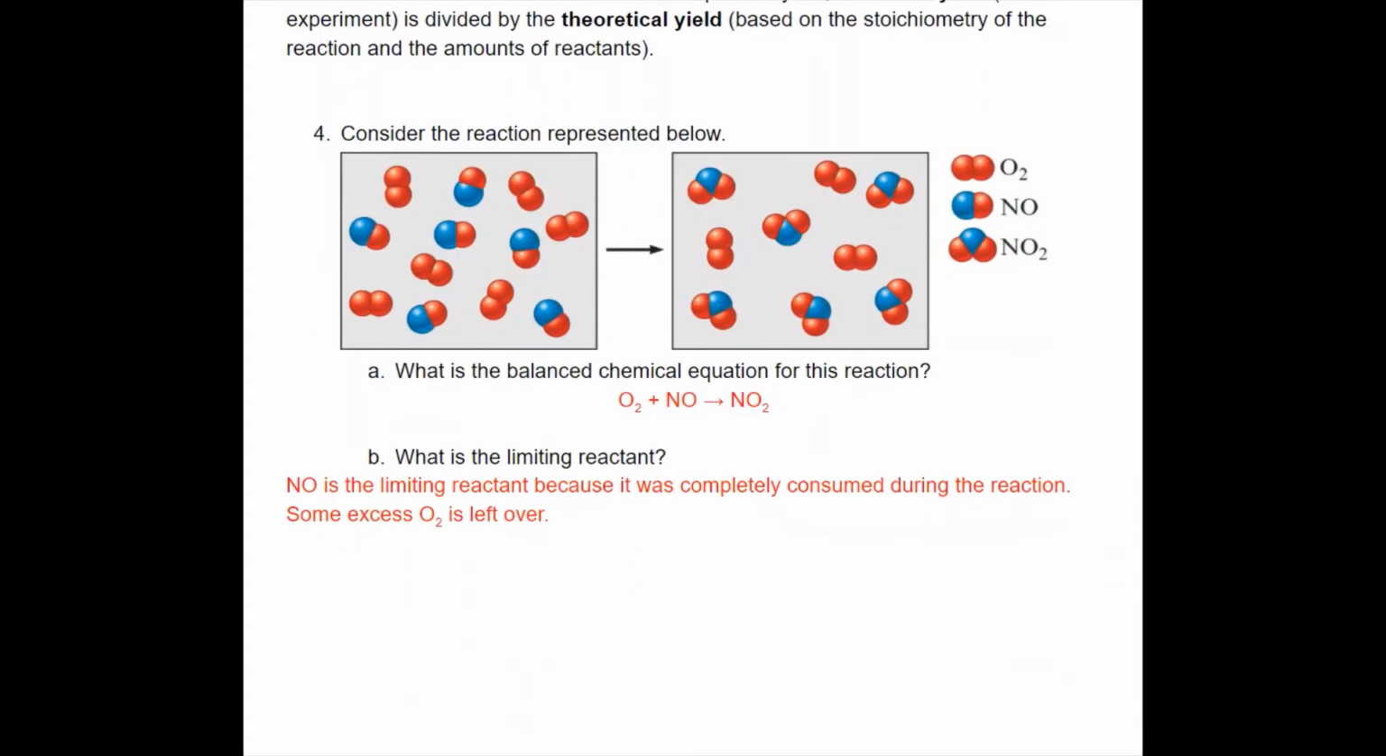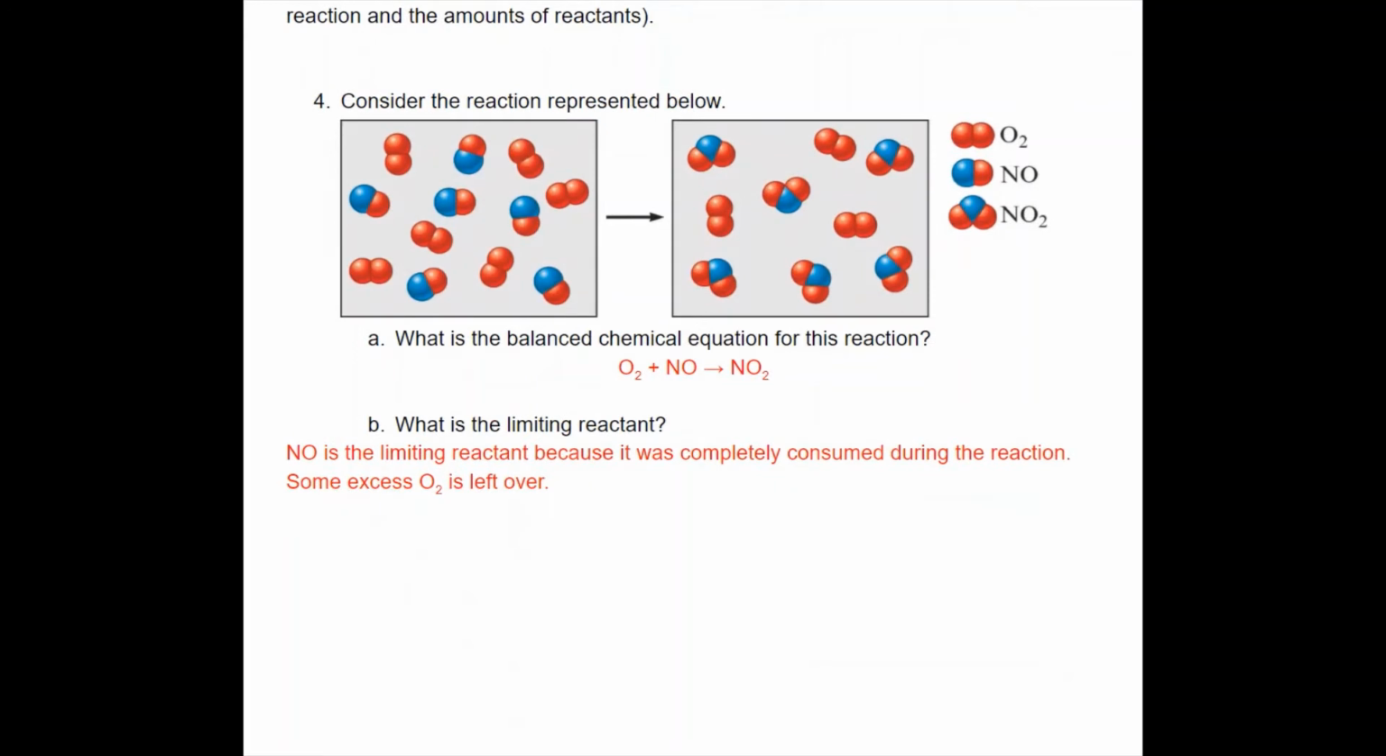So for question 4 here, looking at our limiting reactant, we have oxygen reacting with nitrogen monoxide to produce nitrogen dioxide. And we also have a couple of O2 molecules left over. So this is telling me that NO must be my limiting reactant because it was completely consumed during the reaction. So I need to go ahead and balance this equation. I forgot to do that.